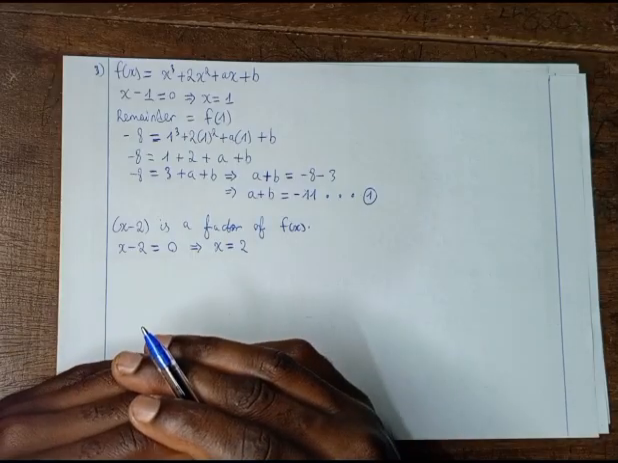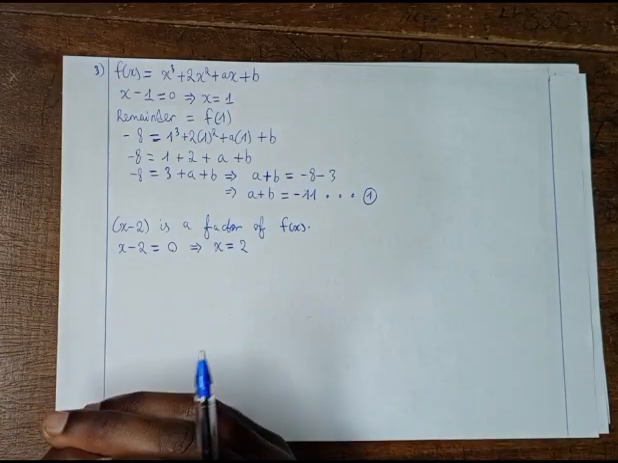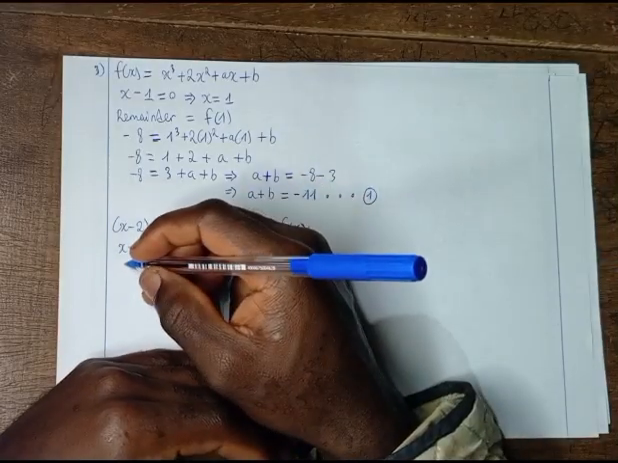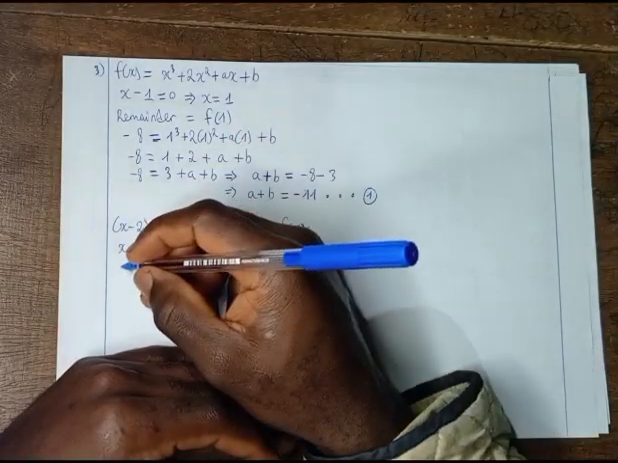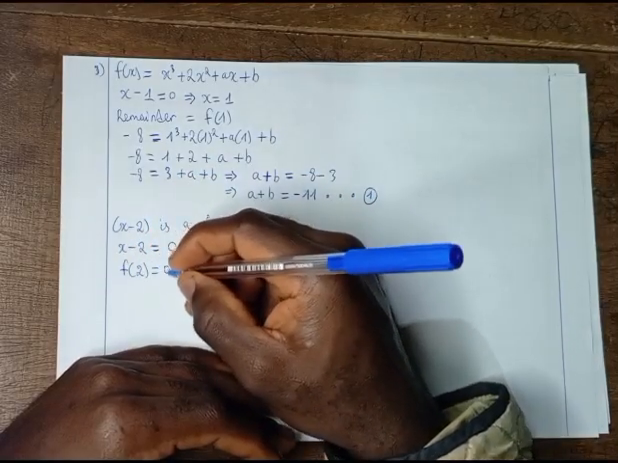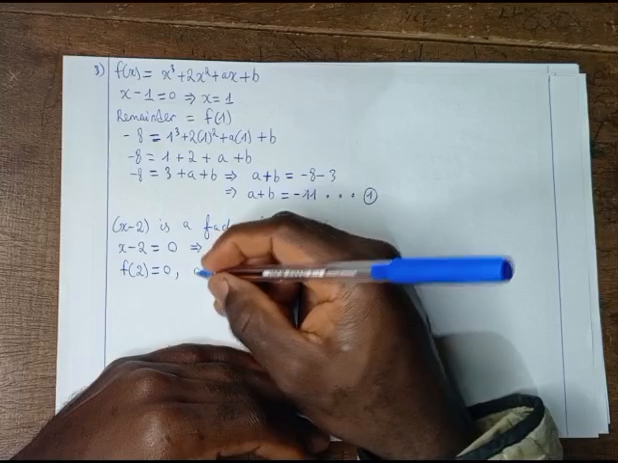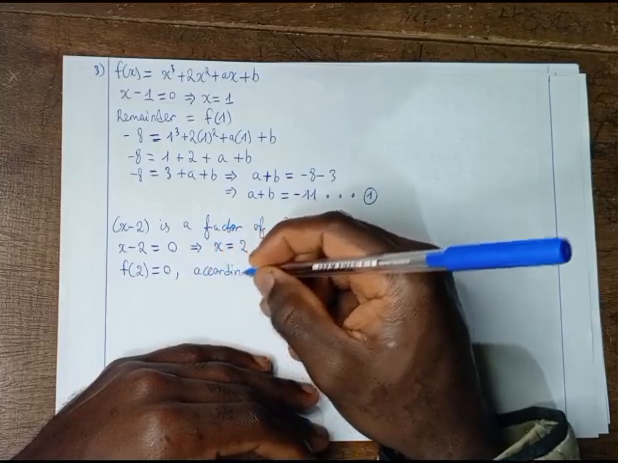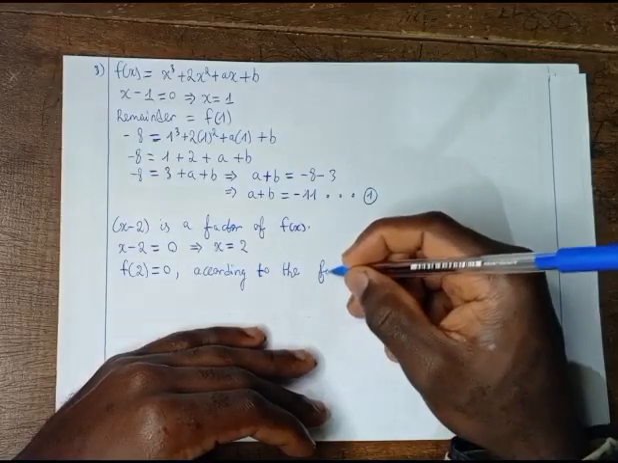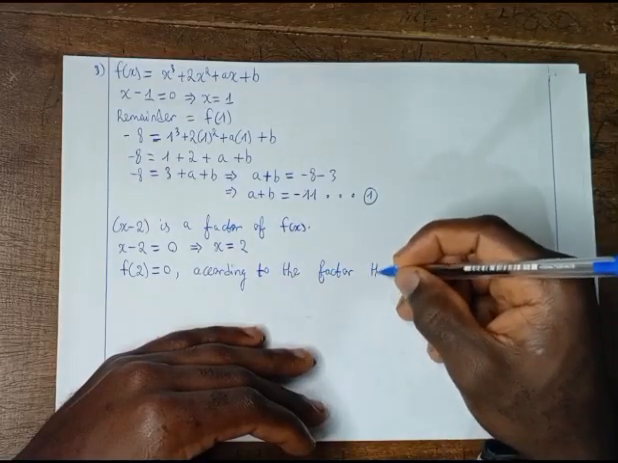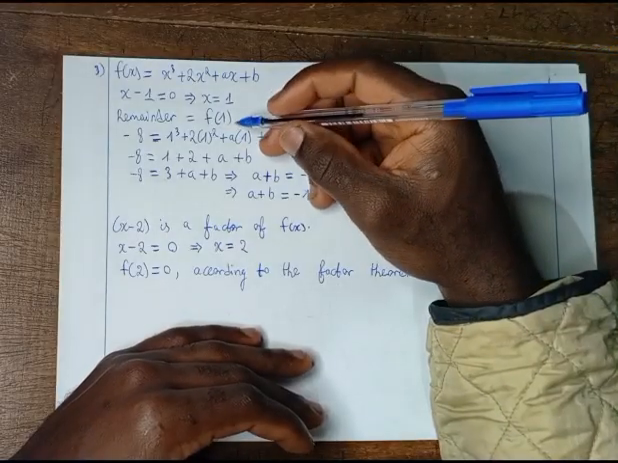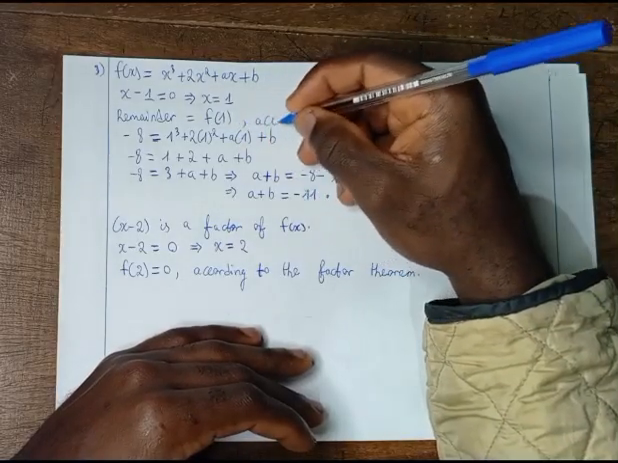And this gives us what we call the factor theorem. In this case now, f of 2 should be equal to 0. I'll just write beside, according to the factor theorem. Here it is according to the remainder theorem.